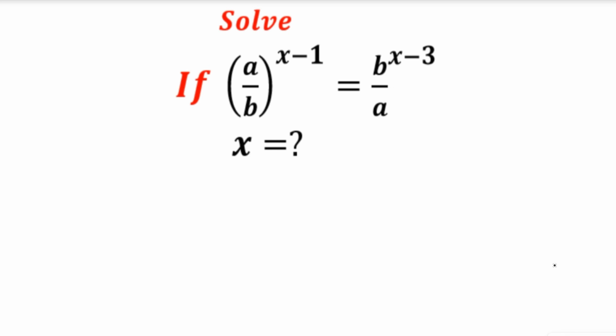In today's class, we are going to find the solution of this maths Olympiad question. And the question says, if (A divided by B) to the power of x minus 1 is equal to (B divided by A) to the power of x minus 3, find the value of x in that expression.